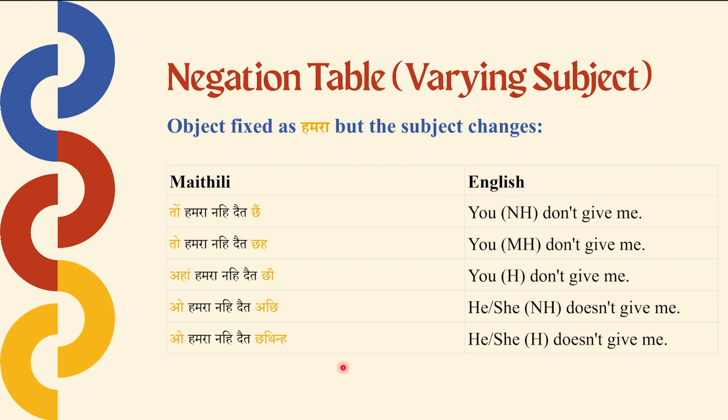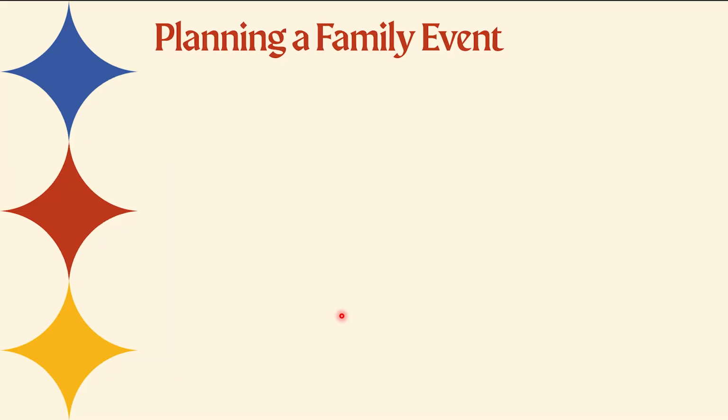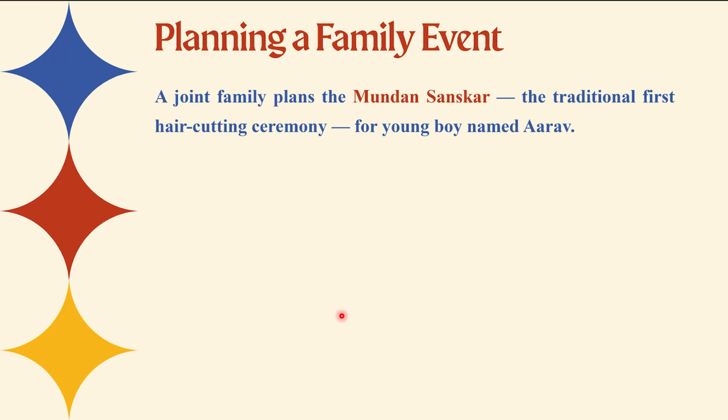So, in all of these you see that the subject is changing and object remains the same. Even in this case the verb agreement is changing. So, one thing that we have to note here is that the subject changes, but the objective pronoun hamra here remains constant. That means the verb agreement is following the subject in these examples. Now, let us go for listening to a family event.